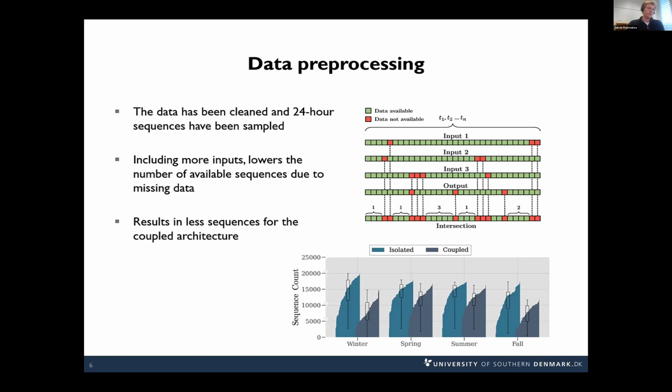And of course, the more inputs and outputs we include, the fewer training examples we will have available, because we can't have missing data in our sequence. So when we introduce more inputs and outputs, which might not have data available, we will exclude some data. And this is what is shown by the bottom figure, where we compare the data available for the isolated model and for the coupled model.